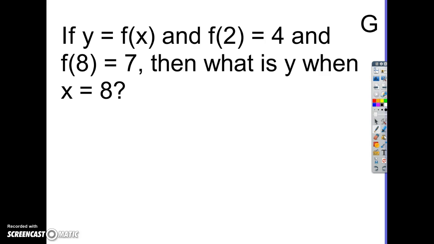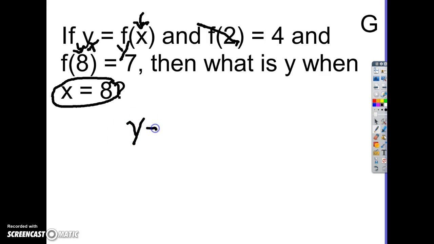Letter G. If y is equal to f of x, then f of 2 equals 4, and f of 8 equals 7, then what is y when x is equal to 8? Simple problem that you do not have to work. X is equal to 8, as you see that I circled. So that means right here, we have to have the 8 in the parentheses. So we do not want the f of 2, we want the f of 8 right here. And so if x is 8, then that means y is 7. Because for functions, they are x and y values. So y is equal to 7.